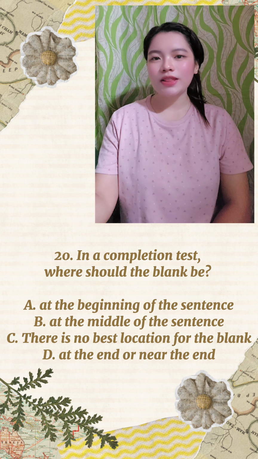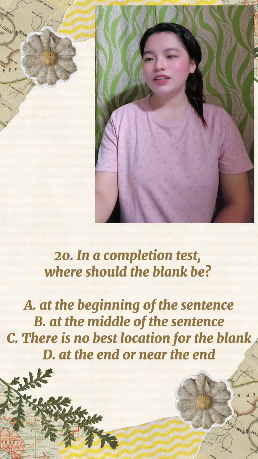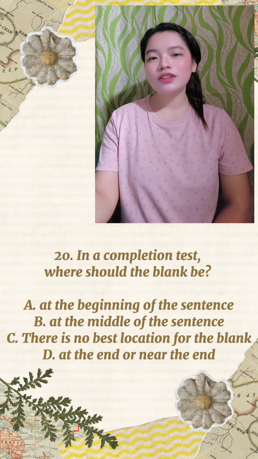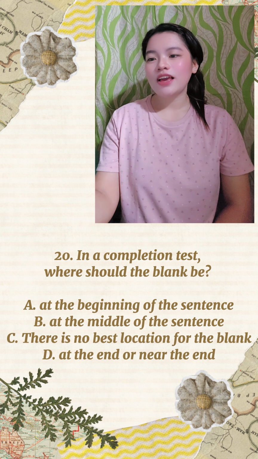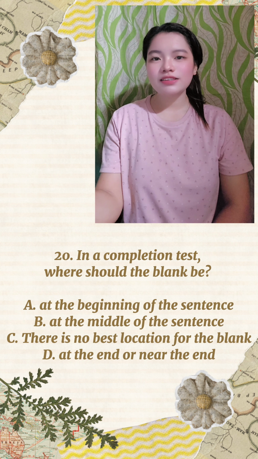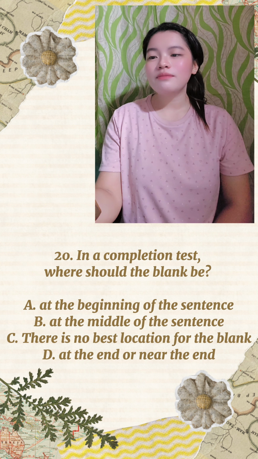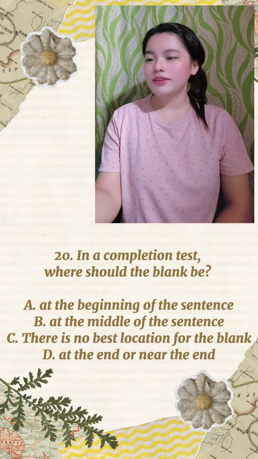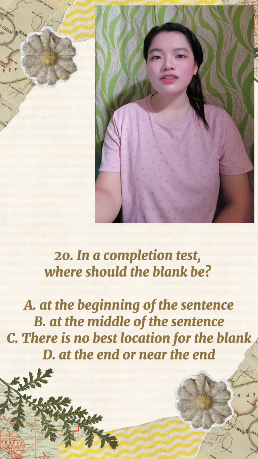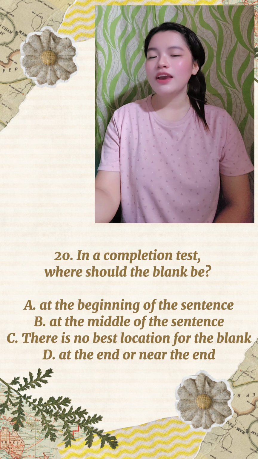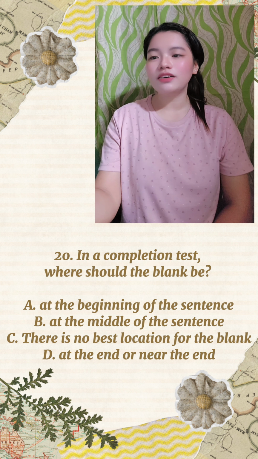Question number 20. In a completion test, where should the blank be? A. At the beginning of the sentence. B. At the middle of the sentence. C. There is no best location for the blank. And D. At the end or near the end.